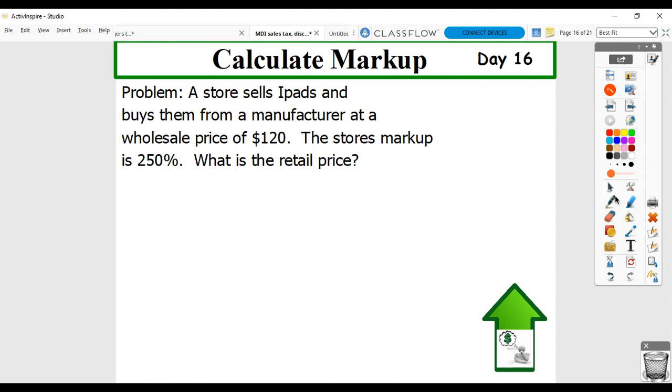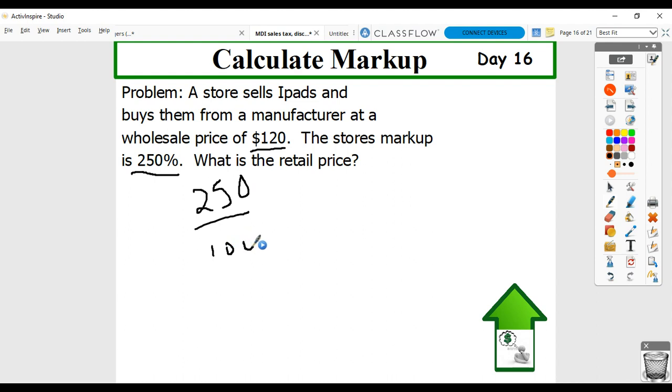As you notice right away, it is a percent problem. So I have my price, $120, and my 250%. Go ahead and solve this one like normal. Start with your percent. All right, so my percent is 250. And like all percents, that goes over 100.